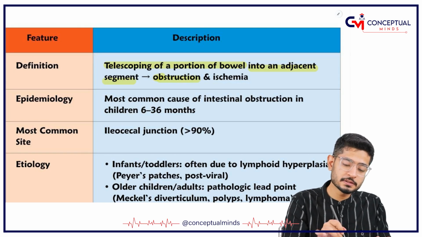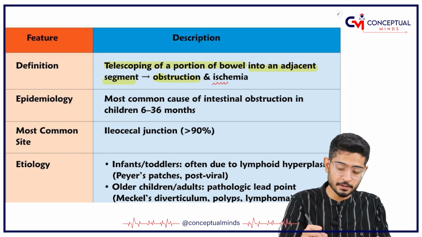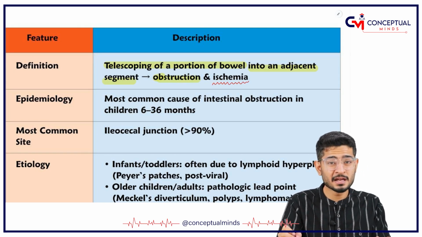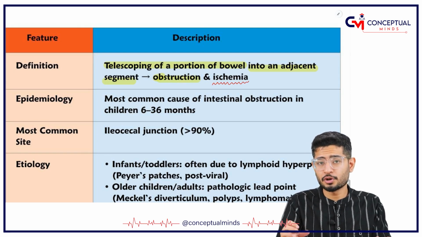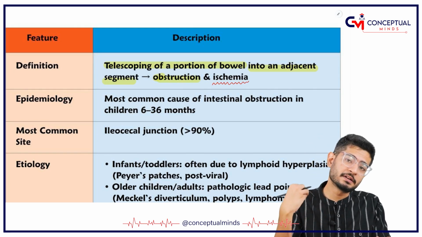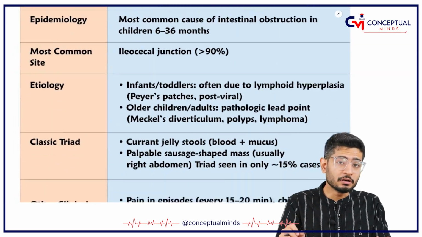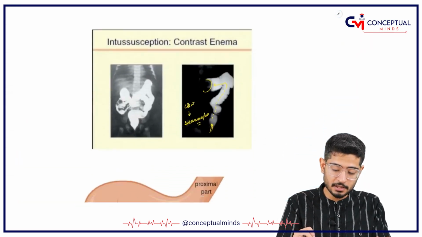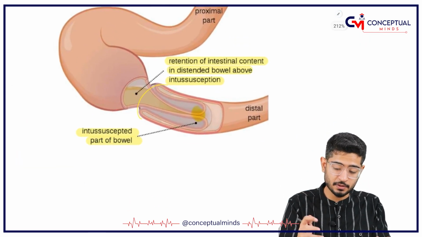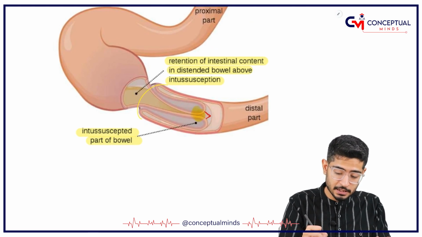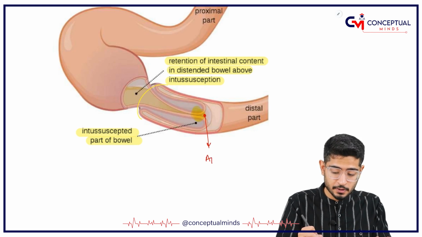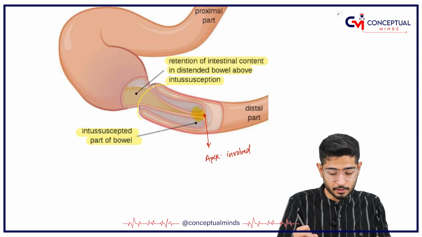One more thing that this can cause is ischemia. Ischemia means the part which is showing obstruction is not going to get its blood supply from the arteries, and there will be ischemia. Cell death, cell necrosis, is going to occur. Especially in this cell death and necrosis, the apex is the part which is always involved.